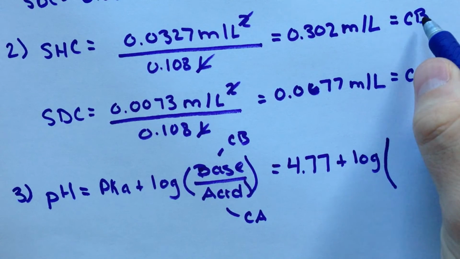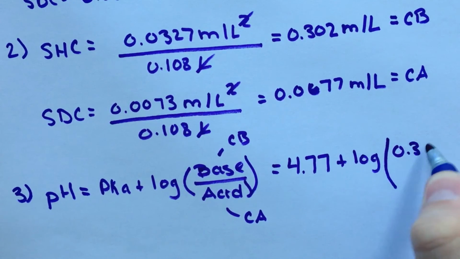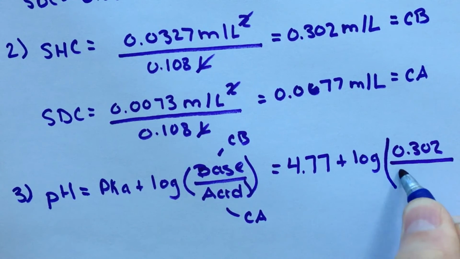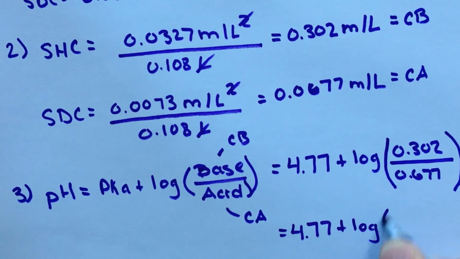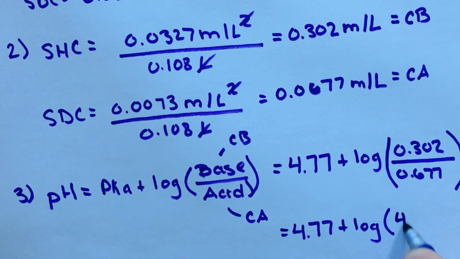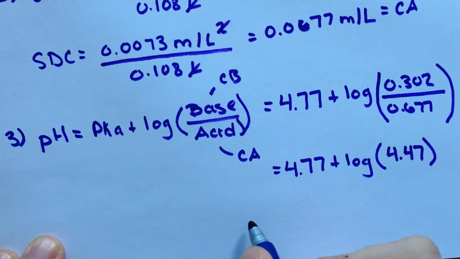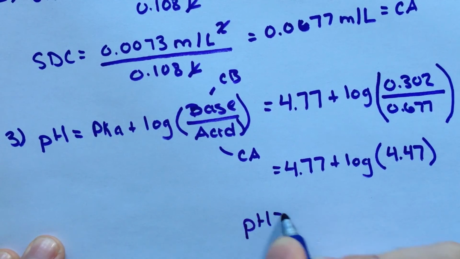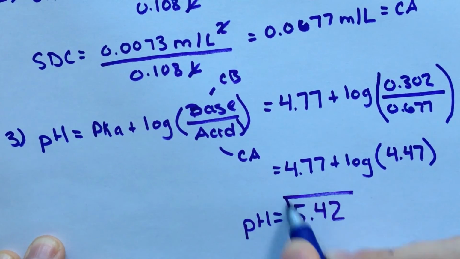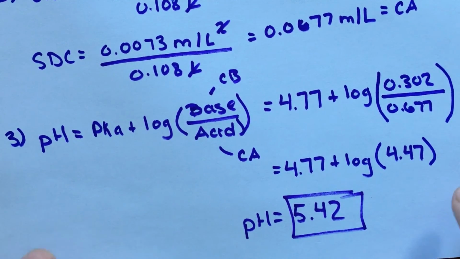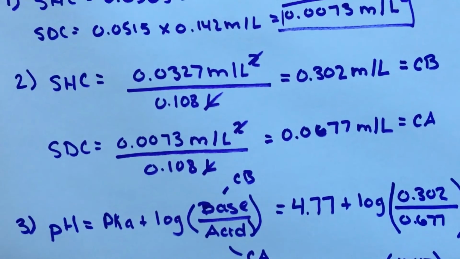of our conjugate base 0.302 divided by 0.0677, which is going to give us 4.77 plus log 4.47. After calculating this, you're going to get your pH equals 5.42. Done. So quickly going over the steps again.